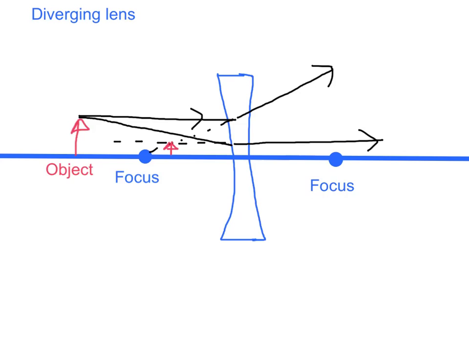In this case, the virtual image is smaller than the object. That's always the case with a diverging lens.